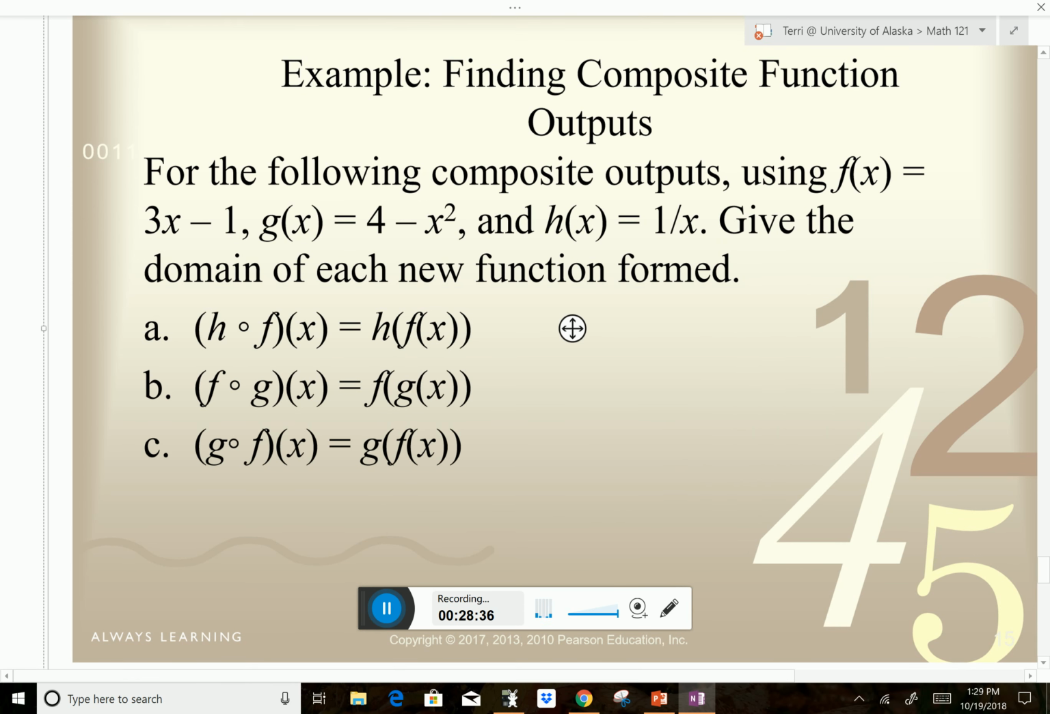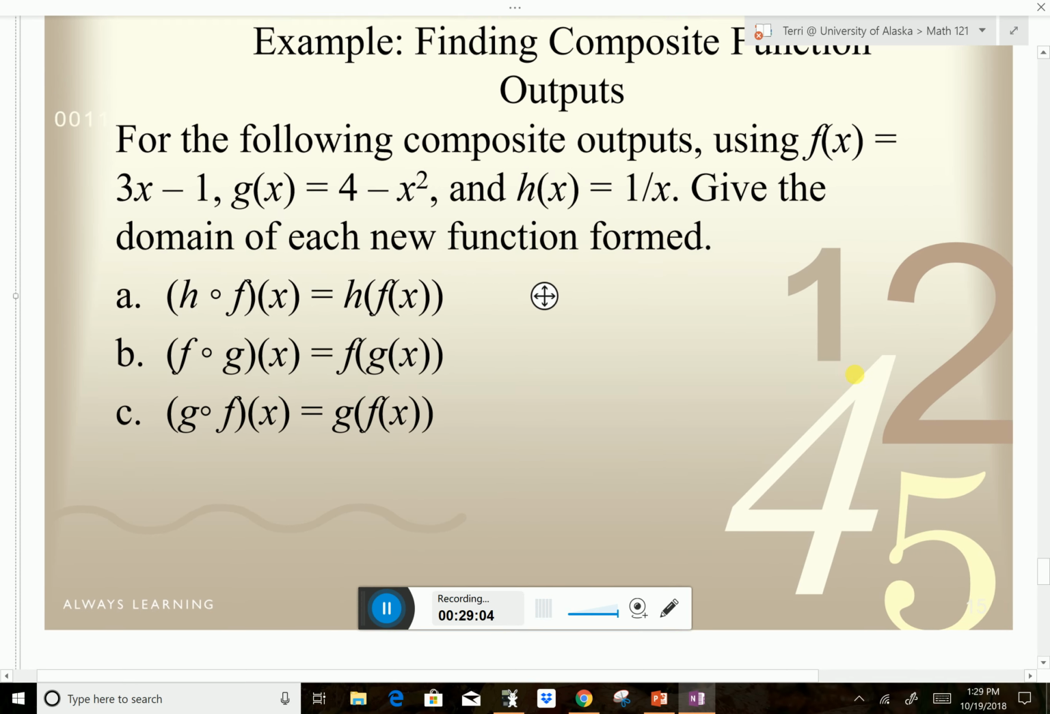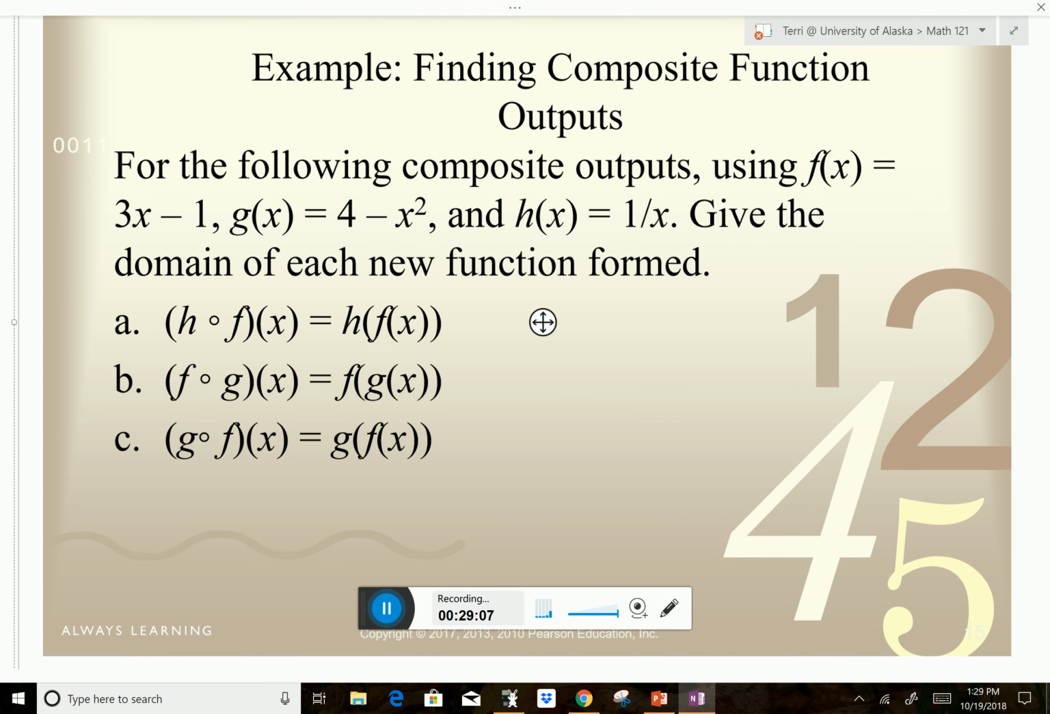Finding composite function outputs. Okay, so let's do this again. And I do a lot of examples of this simply because people do sometimes have issues with this, but it is really super important for you to understand this concept, especially if you're going to be moving on to the next class. And even if you are not, composite functions show up just about everywhere in mathematics. All right, so let's see what we've got here.